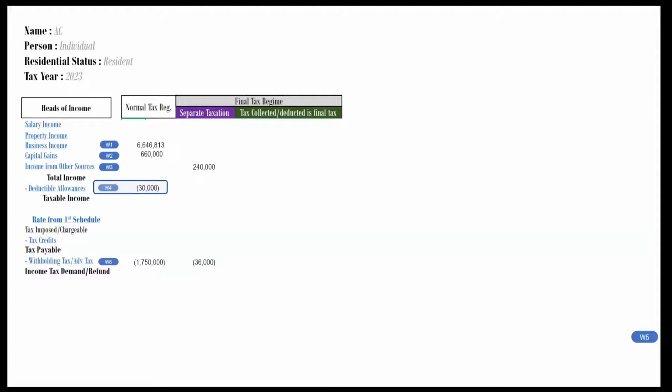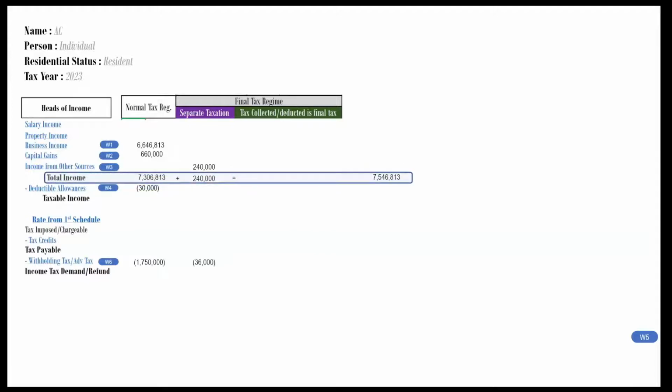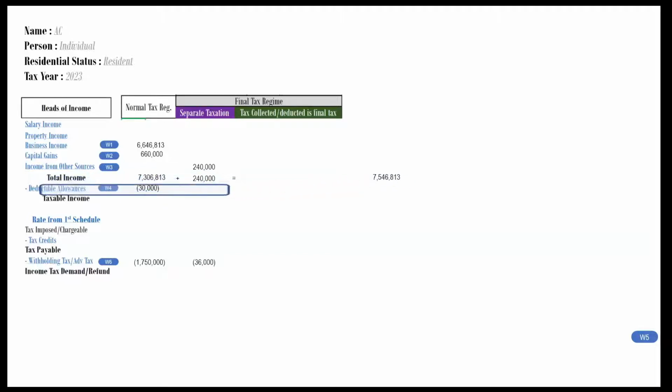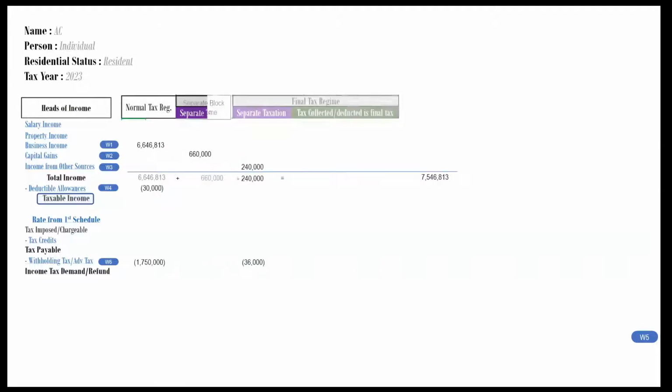Let's calculate total income now. Total income comes to rupees 7,546,813. Now we will calculate taxable income. Be attentive please. This is an important point. Capital gain from securities is a separate block of income and dividend is taxed under final tax regime. Please note that both of these items are not part of taxable income. So taxable income shall not include capital gain of rupees 660,000 and dividend of rupees 240,000.